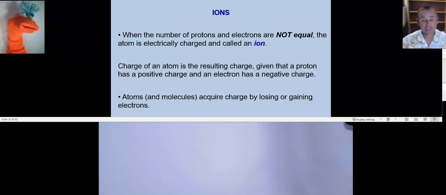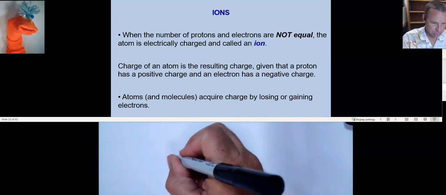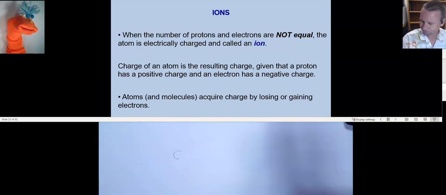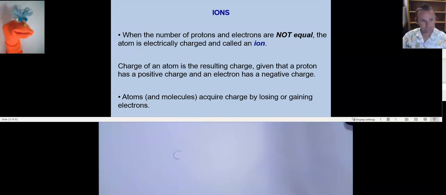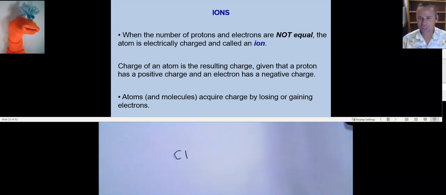Okay, let's continue our discussion talking about ions. Ions are what happens when an atom loses or gains an electron. So if an atom gains an electron, let's use chlorine, for example. Here's an atom of chlorine. If chlorine gains an electron, it has more than it started with.